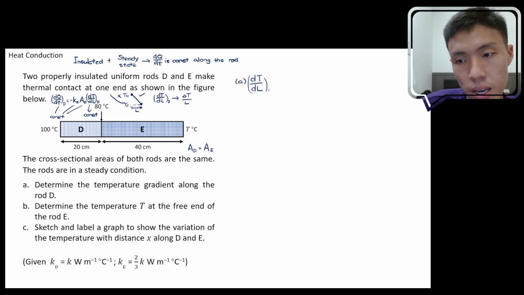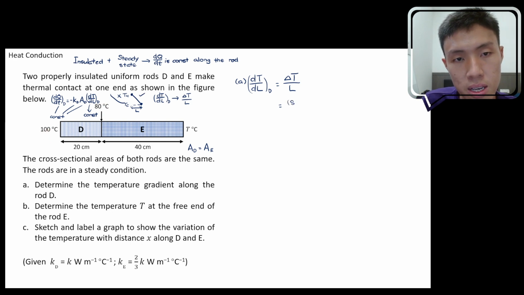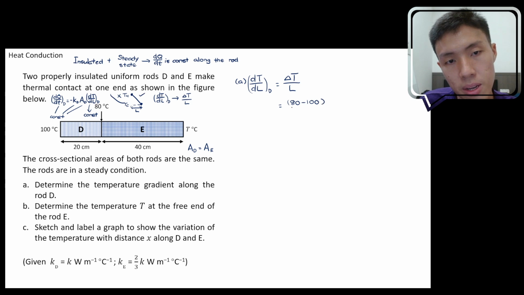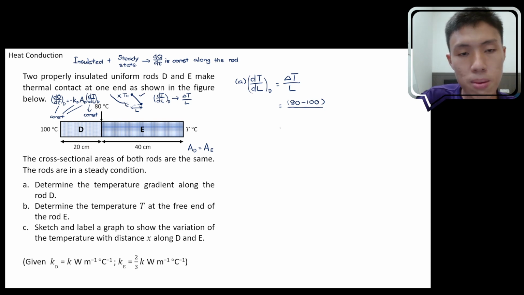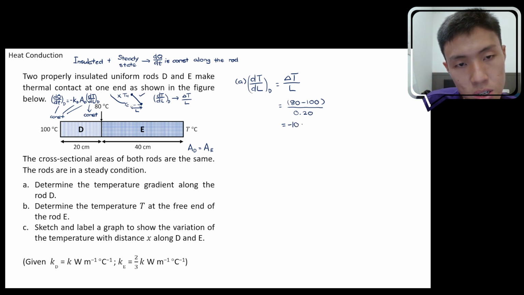So dT over dL for rod D is equal to the difference in temperature for rod D divided by the length of D. We usually take the difference in temperature to be the right hand side temperature subtract the left hand side temperature. So for rod D, the right hand side temperature is 80, the left hand side temperature is 100, so it will be 80 minus 100, then divide by the distance between the two temperatures 80 and 100. The distance between them is 20 cm or 0.20 meter. If you perform the calculation, the answer will be negative 100 degrees Celsius per meter.